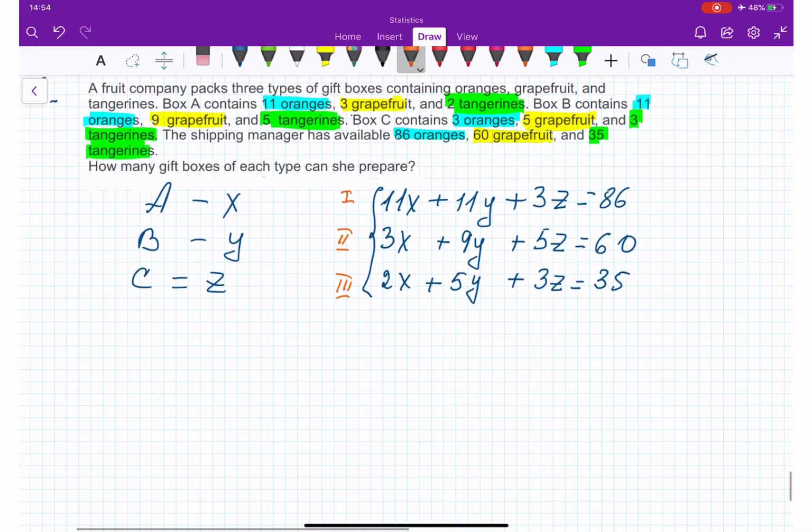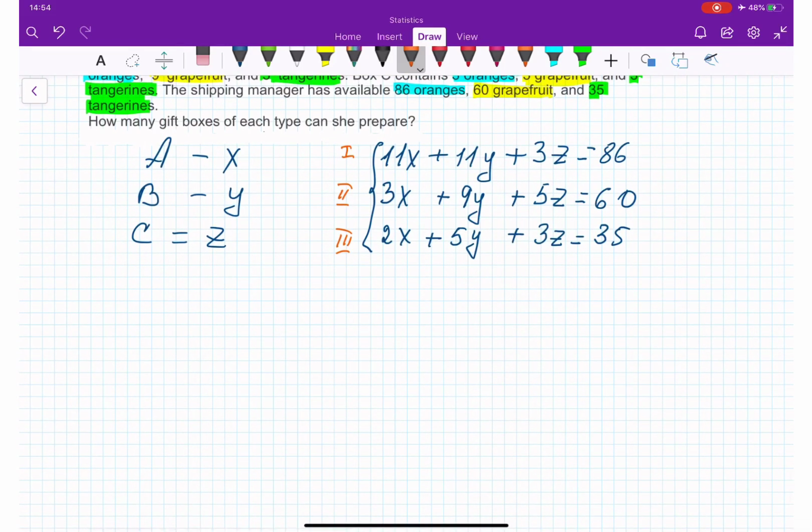So, system of equations with three variables. I am choosing first any two equations. So I'm choosing the first one and the third one. You know why? Because I see there 3z on the first and 3z on the third one. So let me do it.